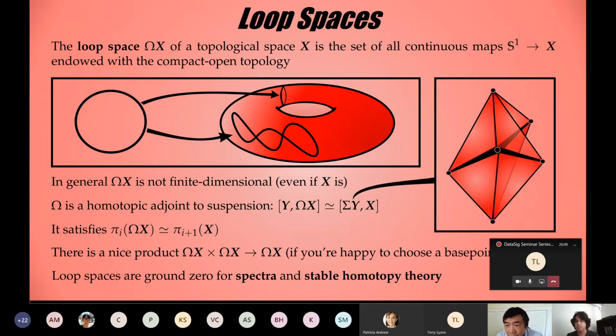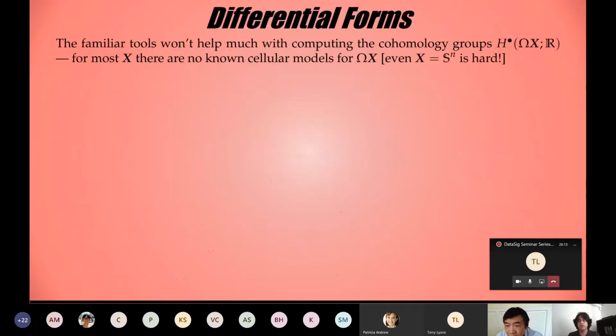I want to talk about a much simpler thing, which we also don't know how to compute, which is the cohomology groups of the loop space. Again, I know this is not the right audience to discuss cohomology, and I really won't. But I do want to say that computing the cohomology of loop spaces is incredibly difficult, even for very simple choices of X. The reason for this is what I already said.